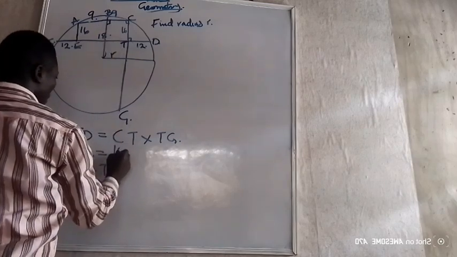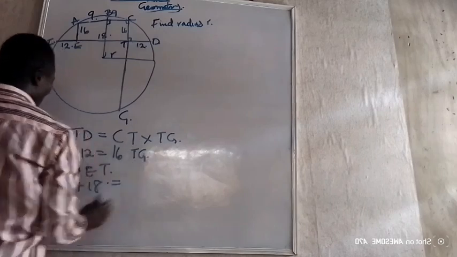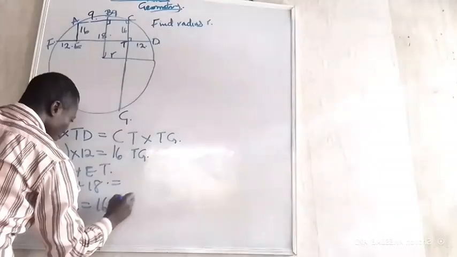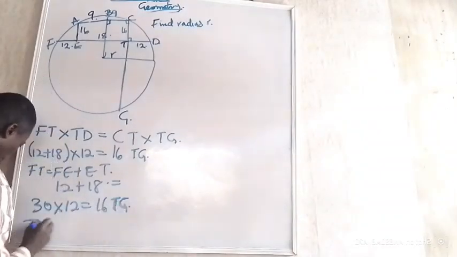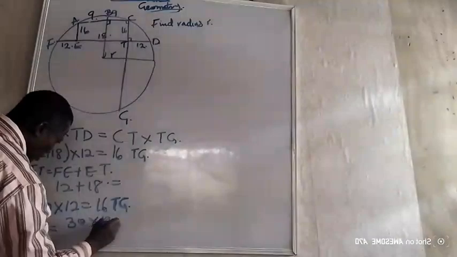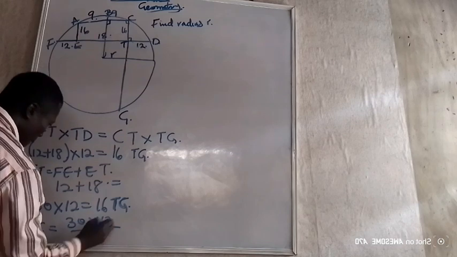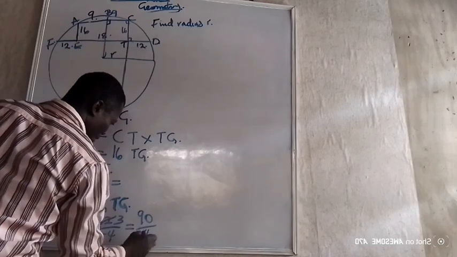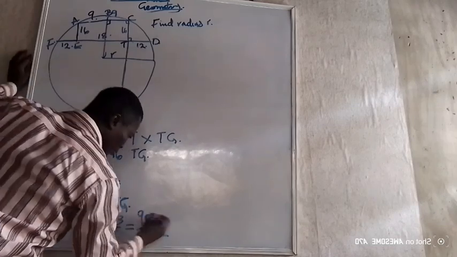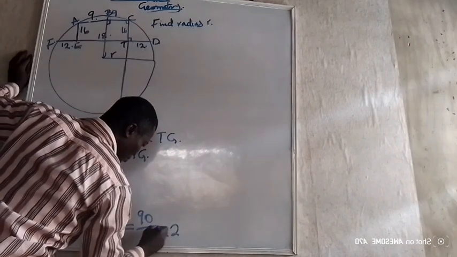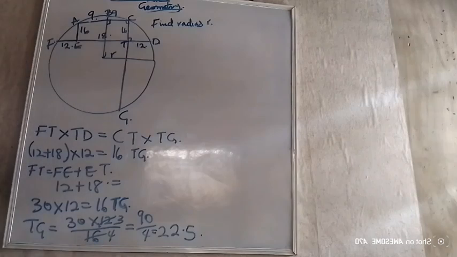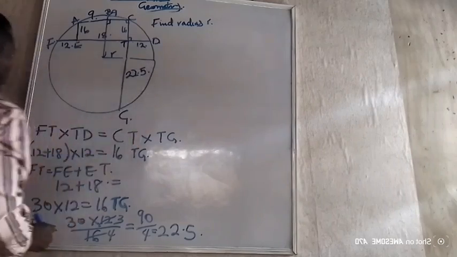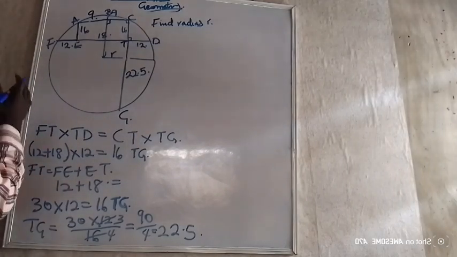CT is 16. So TG, let's find it. We have 30 multiplied by 12 is equal to 16 TG. So TG is equal to 30 times 12 divided by 16, which is 90 divided by 4, giving 22.5. So TG is 22.5 units. From this place, we can calculate our R.